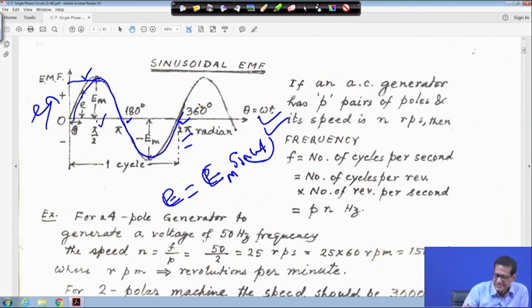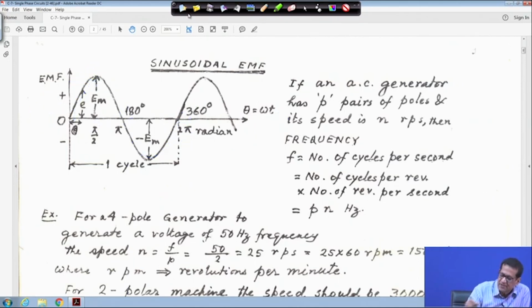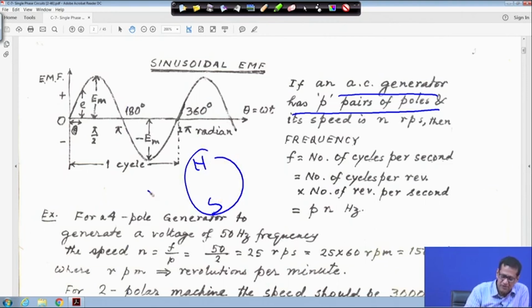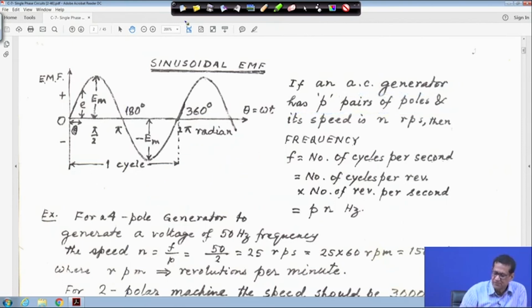Now if an AC generator has p pairs of poles, when you have an N pole and an S pole, it is one pair of poles, so p is equal to 1, because we are taking a pair, not two poles or 4 poles, we are taking pairs of poles. Suppose you have, let me look at this.